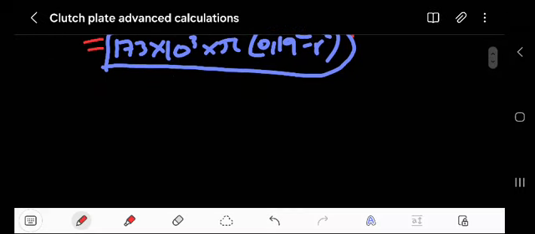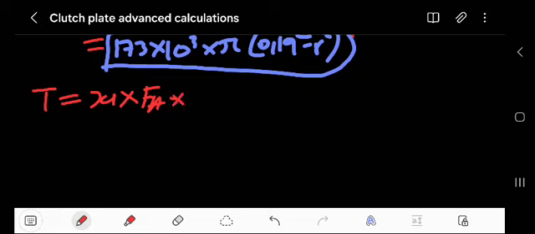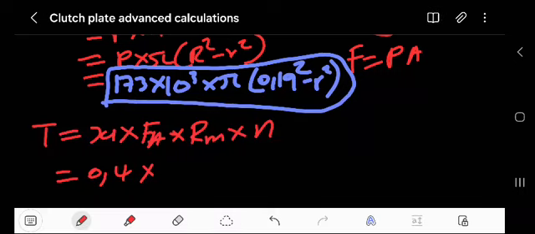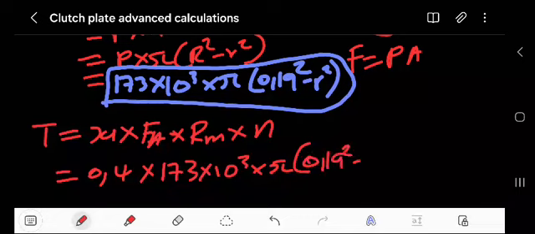We know our formula is what? Torque is equal to coefficient of friction multiplied by axial force multiplied by our Rm multiplied by number of contacts. So we have a coefficient of friction which is 0.4 multiplied by the force. Substitute as it is. Do not simplify it, leave it as it is because there is an unknown. Just replace it as it is, times 10 to the power of 3 multiplied by pi into 0.19 squared minus r squared. So leave it as it is.